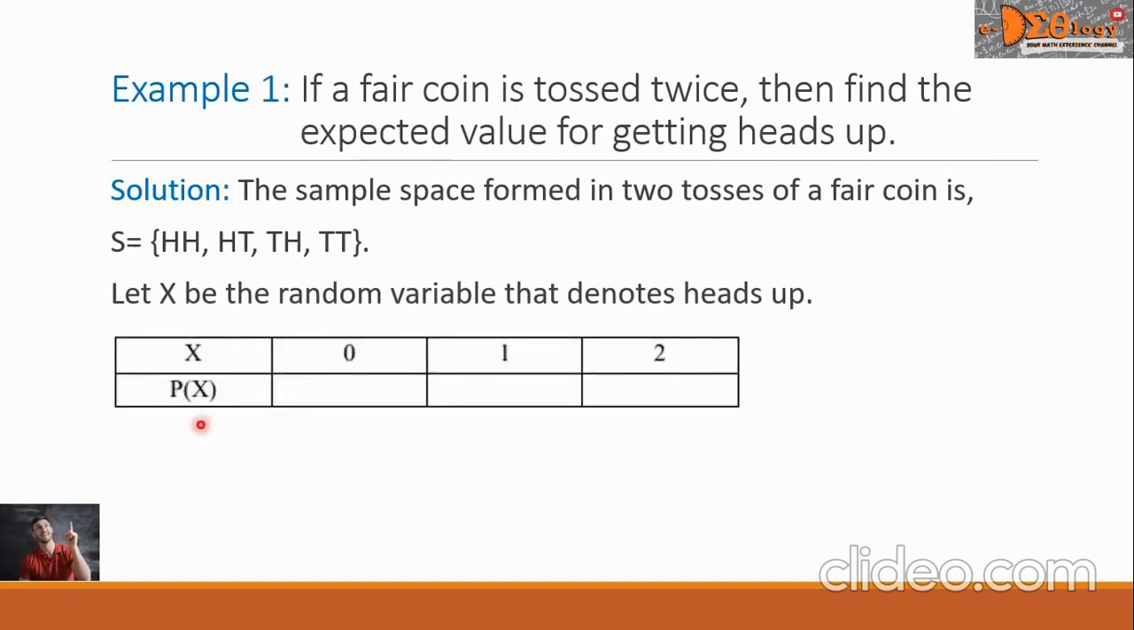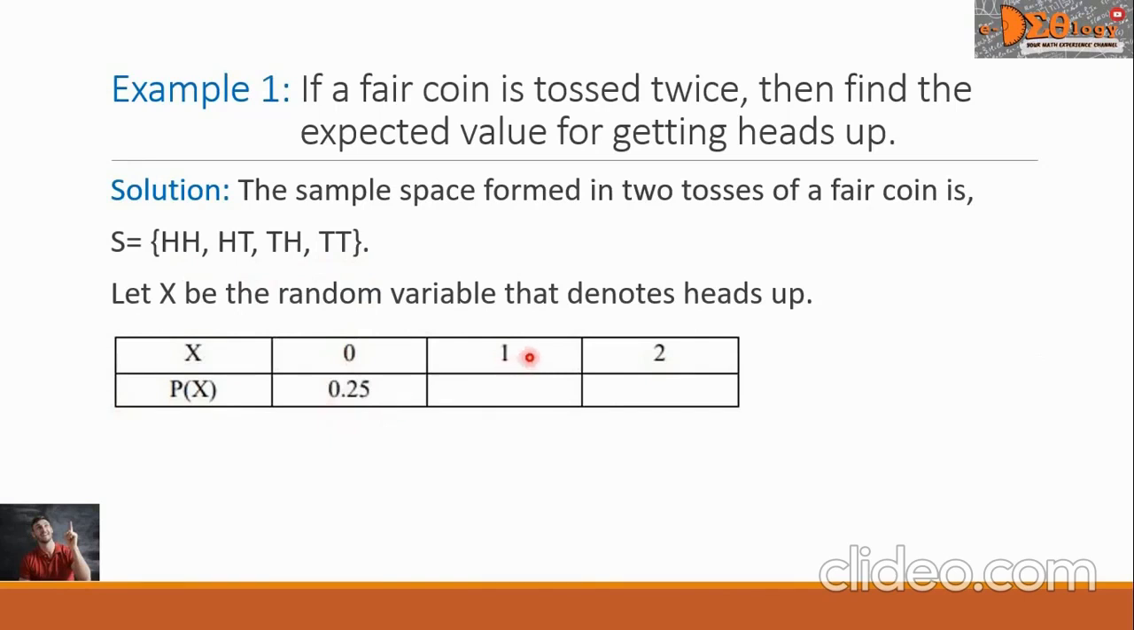Let us see our table here. In the first row is for the X, and we write here the number of heads up: 0, 1, and 2. For the second row, this is now the probability of X. For 0, there is one sample point without an H, and this is TT. So there is one sample point over the total number of sample points. So for the probability, we have 1 over 4, or 0.25.